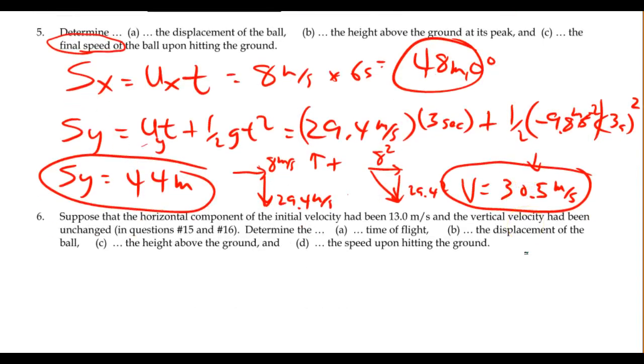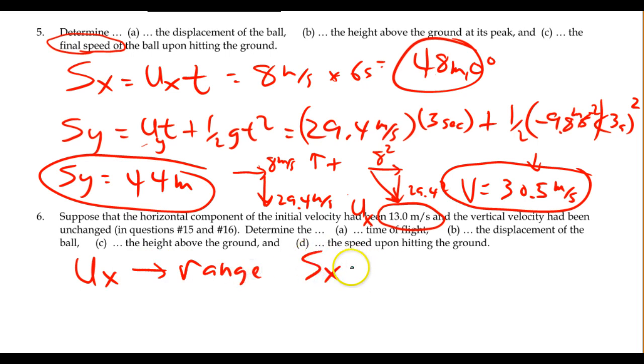Now, in number 6, the only thing we're going to change is the ux. We're going to move at a different velocity. We're going to move faster. Okay, so if we move faster, the only impact of ux is it has nothing to do with the time to fall. It has nothing to do with the height that we reach. The only difference that ux makes is the range. Okay, so sx is going to be greater.